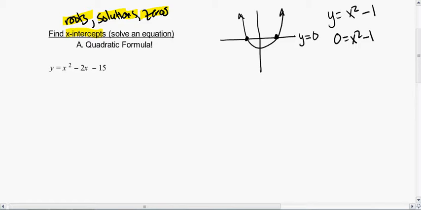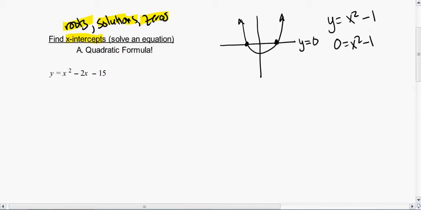Let's start off with looking at the quadratic formula. I'm not going to explain where it comes from in this video. If you'd like to know more about the quadratic formula, then check out the quadratic formula video. So we're going to be using x equals the opposite of b plus or minus the square root of b squared minus 4 times a times c, all over 2 times a.